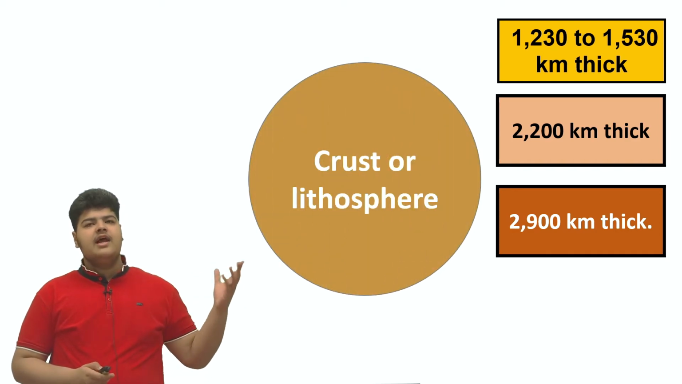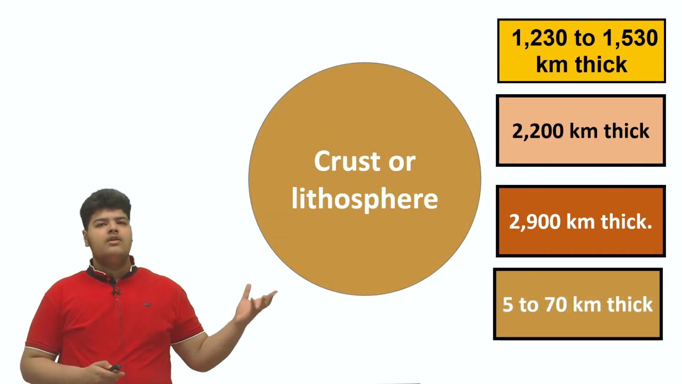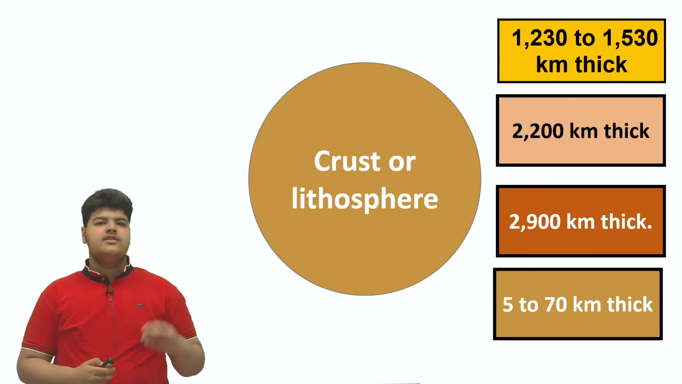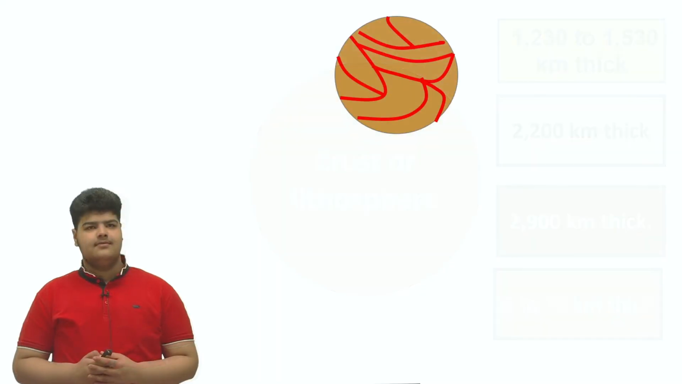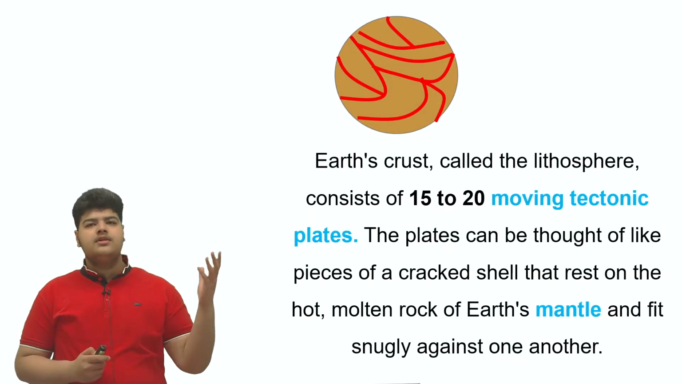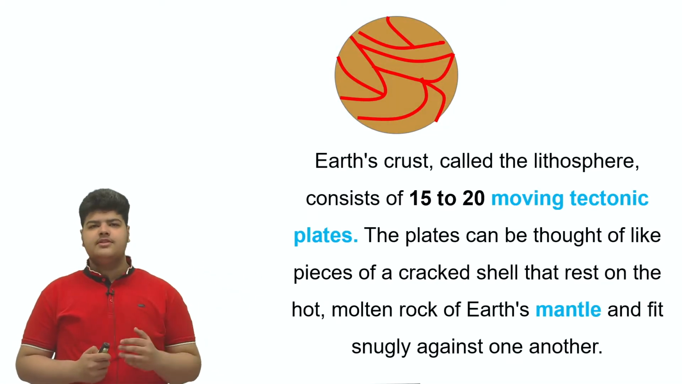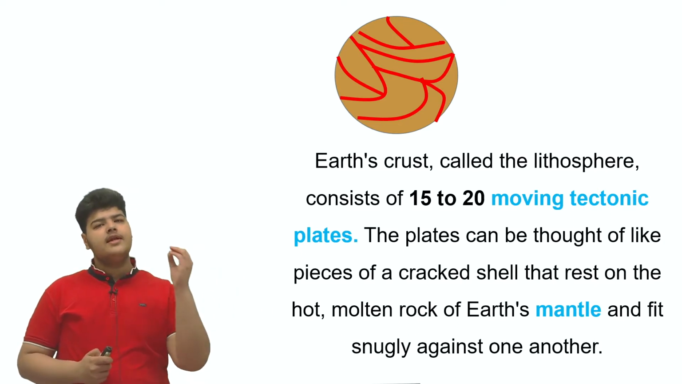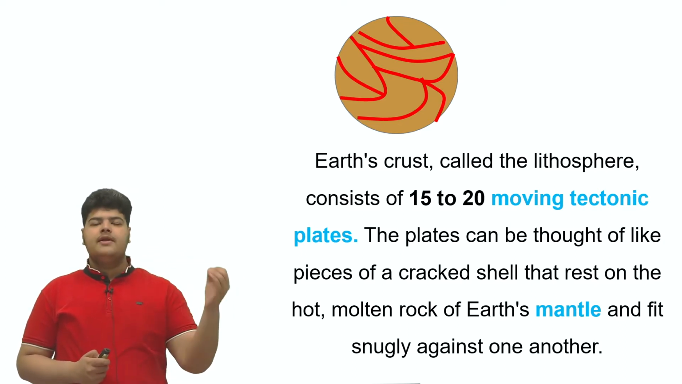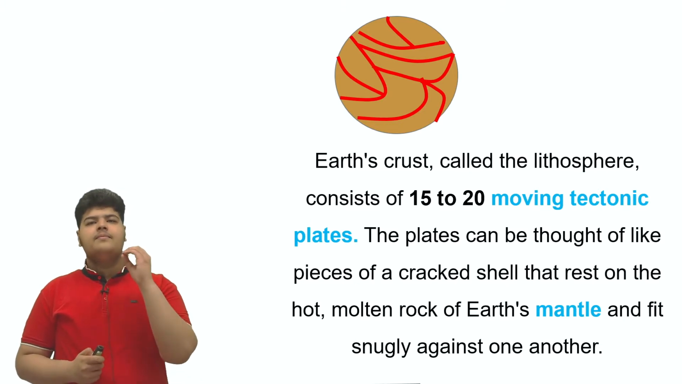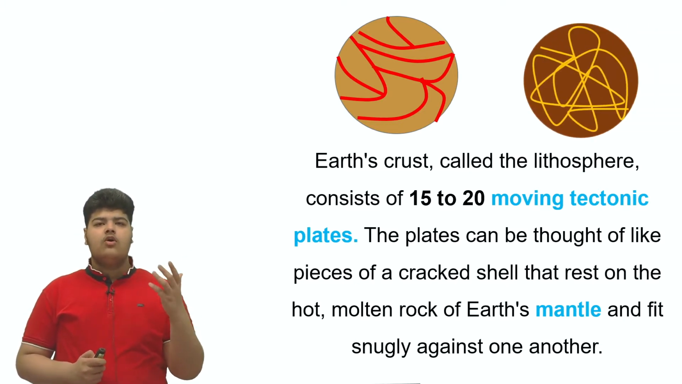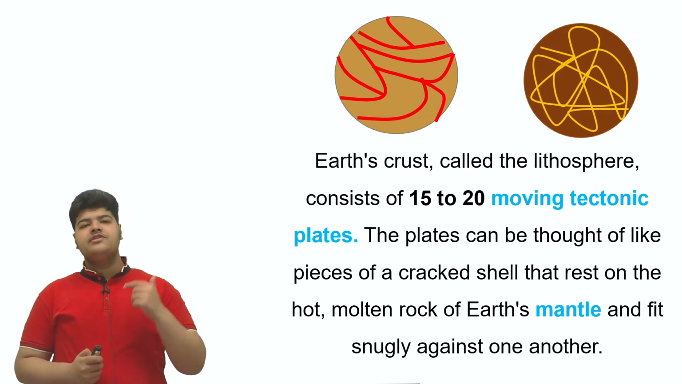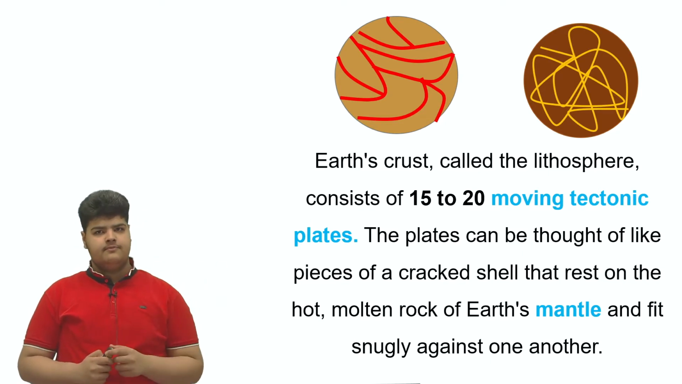And finally, the last and thinnest layer is called the crust or the lithosphere, which is a solid layer with a thickness of only 5 to 70 kilometers. Now, the Earth's crust, called the lithosphere, consists of 15 to 20 moving tectonic plates. The plates can be thought of like pieces of cracked shell that rest on the hot, molten rock of Earth's mantle and fit snugly against one another.